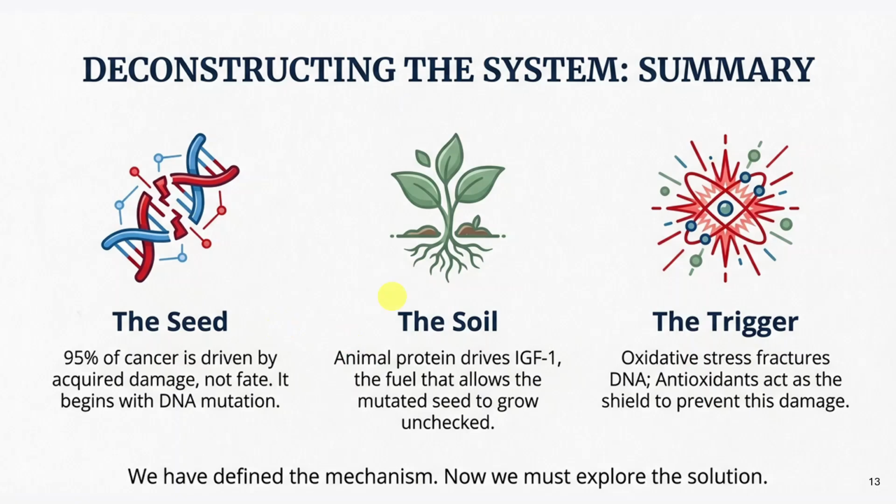But let's talk about the trigger from that. Oxidative stress fractures DNA, so antioxidants act as the shield to prevent this damage. This is on an atomic level, very, very tiny, right? And so we have the defined mechanism here, all right? Now we must explore the solution. We know how it happens. We know how cancer happens.